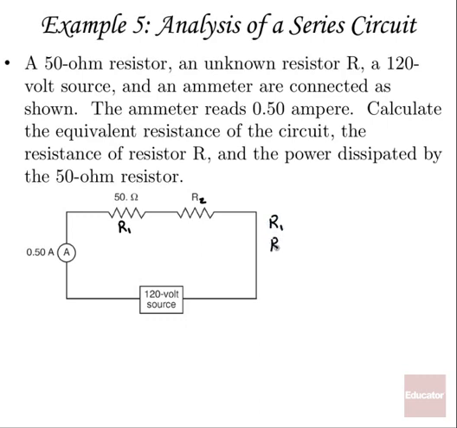R1, R2, and total. We don't need to add the ammeter in there because our ammeter should have a negligible effect on the circuit. All the ammeter does is provide us information. V, I, R, P.